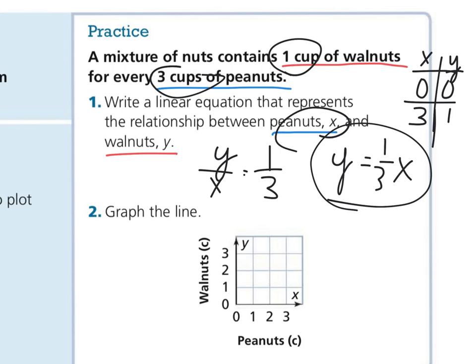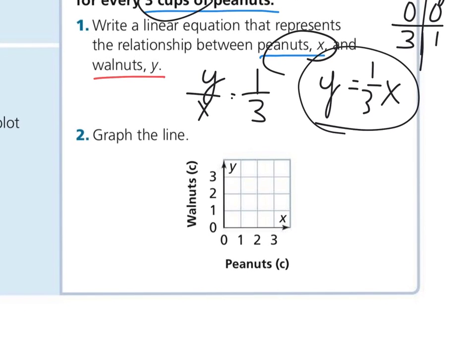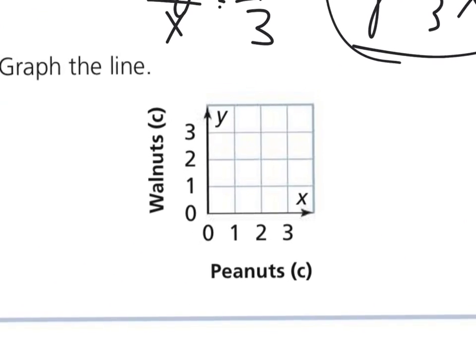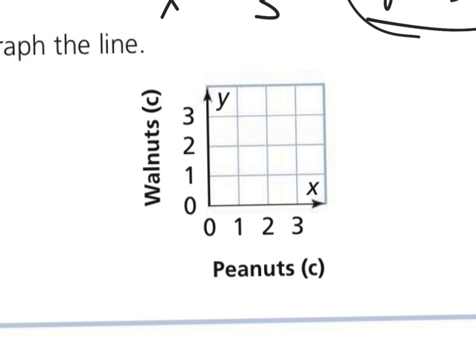And then part 2, they actually want us to graph the line. And again, if you wanted to, you could graph the line and then go back and do the equation. It doesn't matter what order you work this out in. We know it's going through 0, 0, and then like I said, 1 cup of walnuts, 3 cups of peanuts takes us to the point (1, 3) over here. And then we can just draw a straight line through that, put an arrow on the end, and we've got our line.